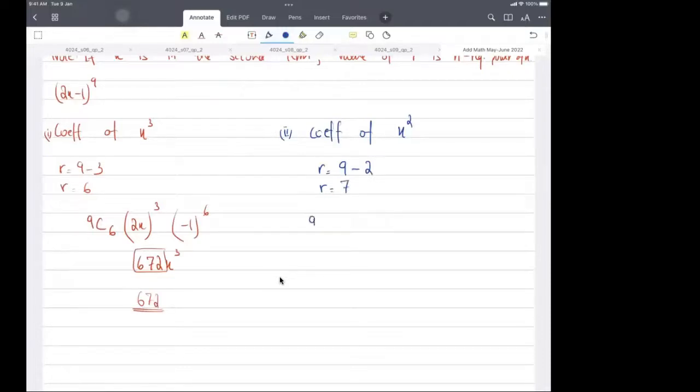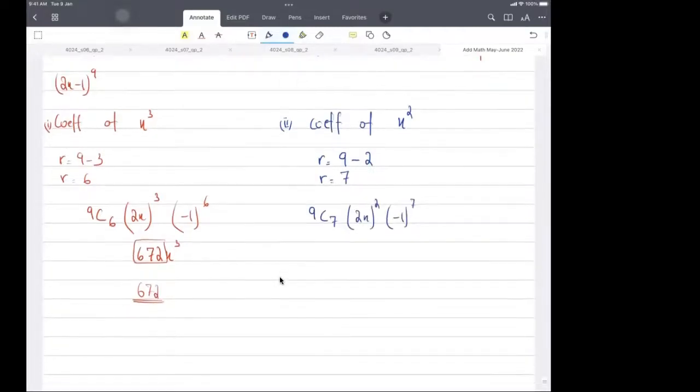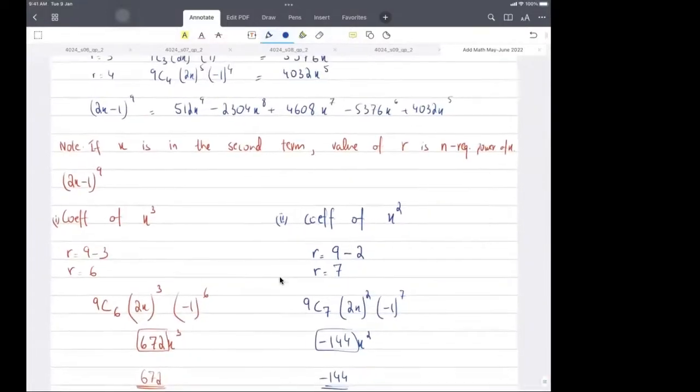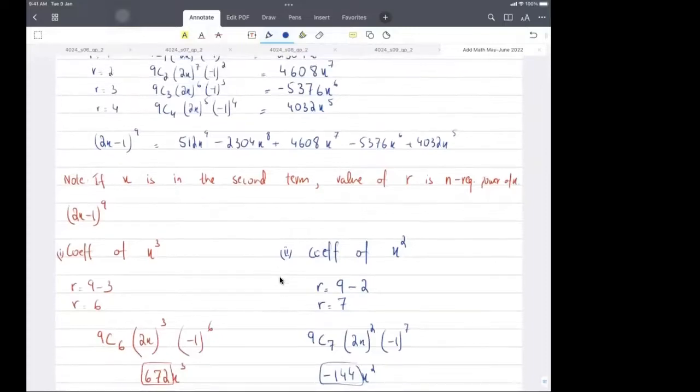So let's see what we end up with. We end up with 9c7 2x to the power 2 minus 1 to the power 7. So 9c7, let's work that out. 9c7 is 36. 36 into 2 का square, that's 144. लेकिन minus में होगा because minus 1 पे power 7. And our final answer is now minus 144. ठीक है, so long story short, if x is in the second term, the value of r is always n minus the required power of x.